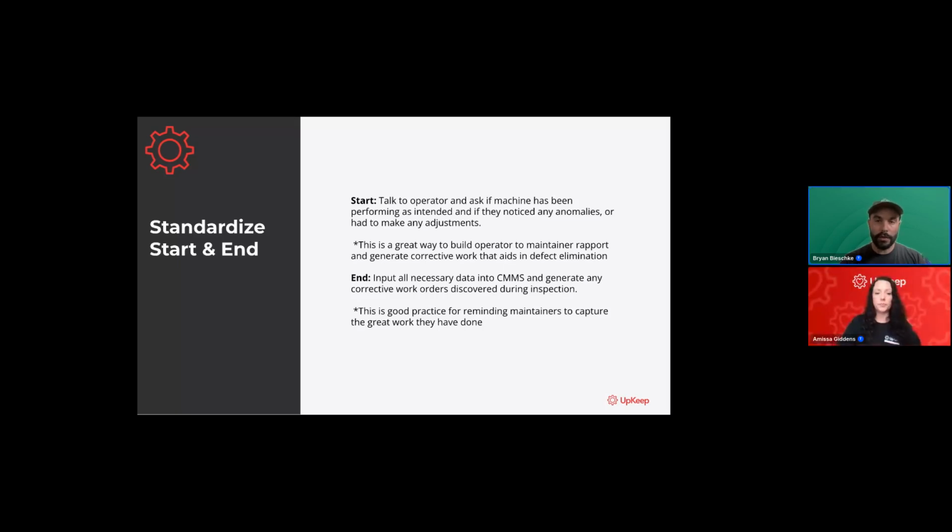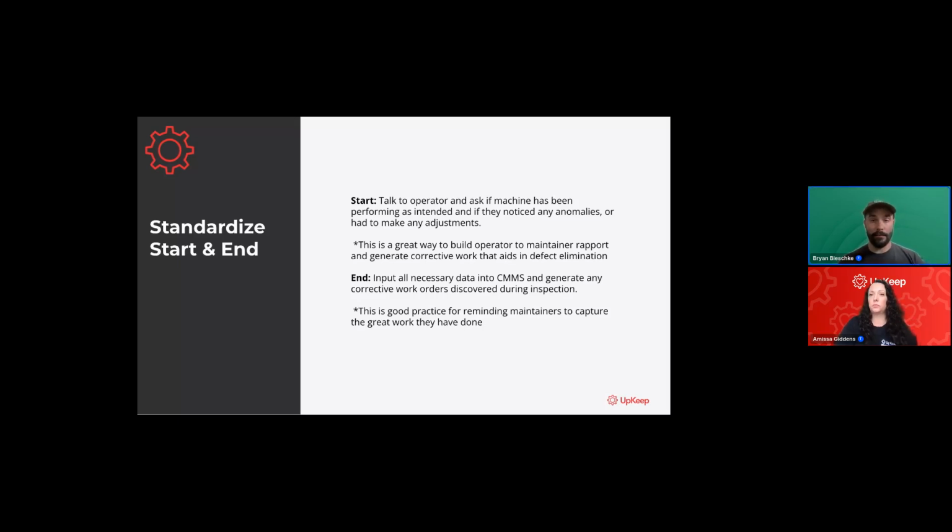That is a gold standard. You're literally interacting with the person who is in the machine or using the machine the most every single day. We want their input, because if we don't talk to them, we may miss very important things that are associated with failure modes that we've been experiencing, right? And it's a great way to build operator and maintainer rapport. And it's also a great way to generate corrective work that aids in your defect elimination strategy. You may not see the things that they see. And then by them telling you, you're able to generate corrective inspections or corrective work to go and root out those failure modes. And then hopefully eliminate them altogether.